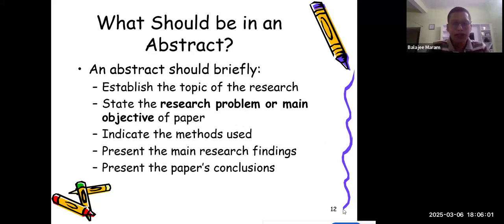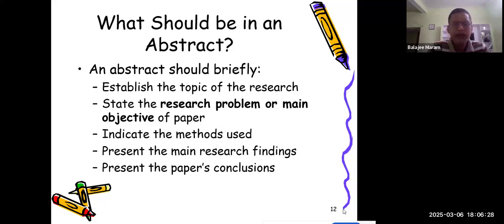Next one, what should be in an abstract? The abstract is like 120 to 150 words. Whatever you want, you can include, but the size of the abstract should be like 120 words, which is good, and up to 150 is okay. This is the range. The abstract establishes the topic of the research.